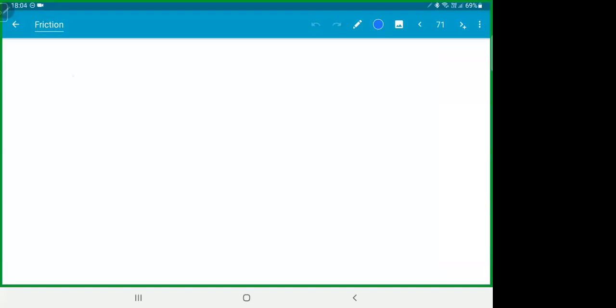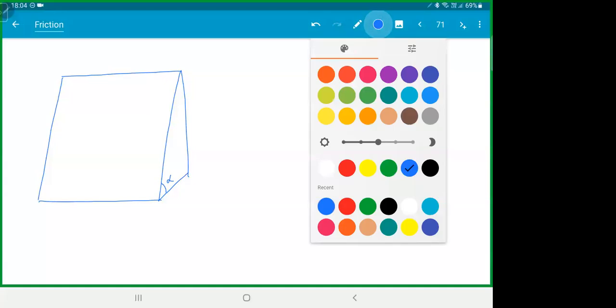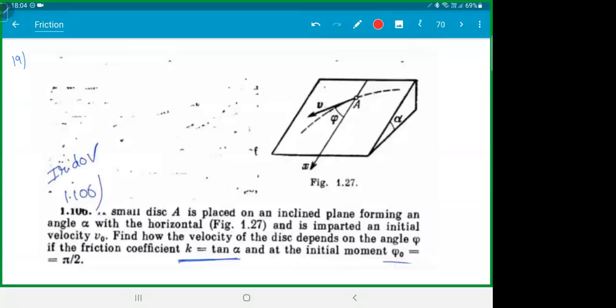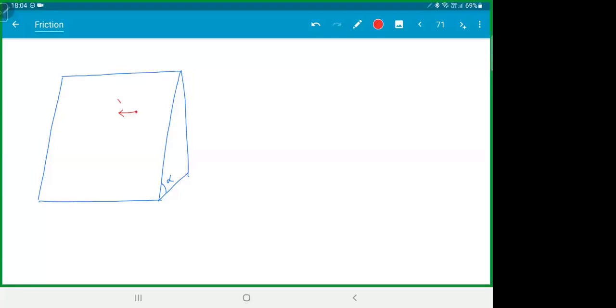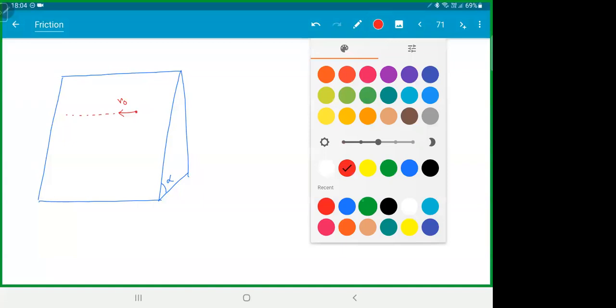Just to show you the diagram, it was kind of like this. We'll turn the page. So this was that incline alpha. Someone projected the particle with speed v0 horizontally. And we know it won't go straight because of gravity.